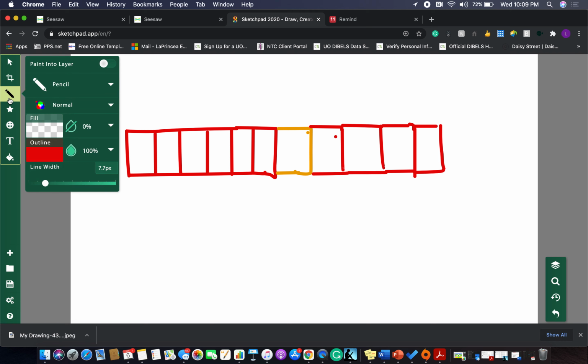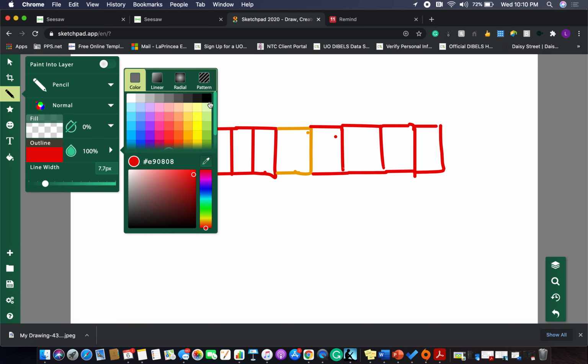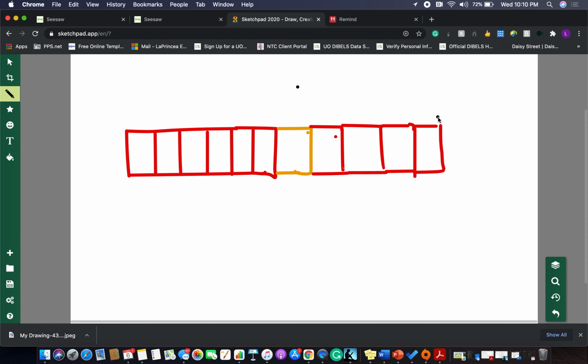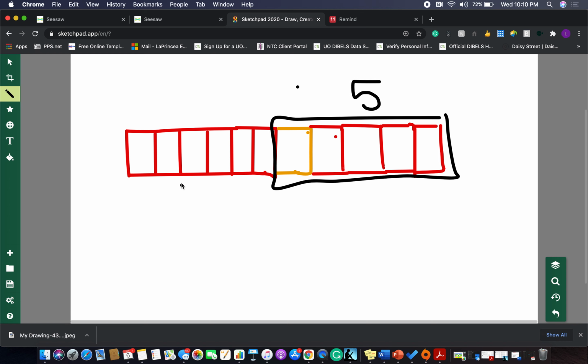So first I'm going to join my yellow cube with my 4 red cubes. So this gives me a total of 5 up here, while over here I still have 6. And if I wanted to make an addition sentence from that, I would go 6 plus 5. Which is 11.